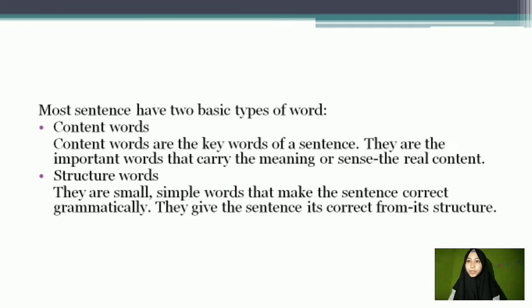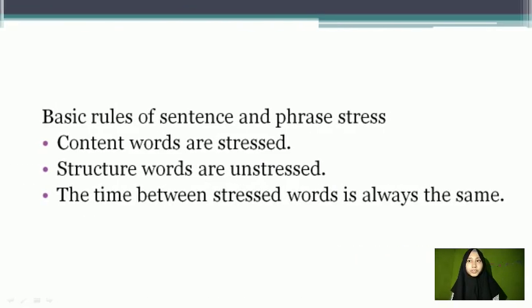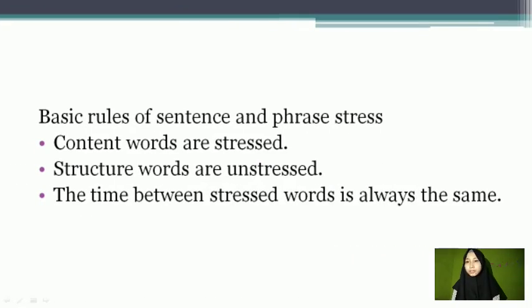The next one, how about structure words? They are small, simple words that make the sentence correct grammatically. They give the sentence its correct form, its structure. Basic rules of sentence and phrase stress. So the first one is content words are stressed. The second one is structure words are unstressed. And the last one is the time between stressed words is always the same.